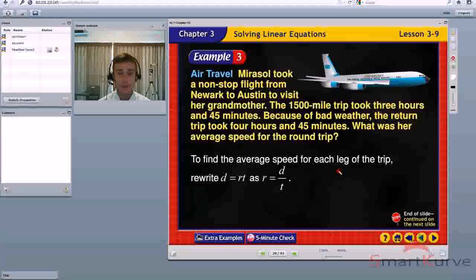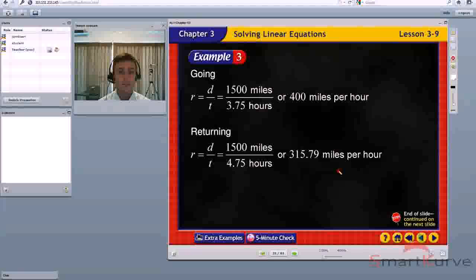Well, to find the average speed for each leg of the trip, we write d equals rt as r equals d divided by t. So r equals d over t. 1,500 miles at 3.75 hours. That was the way there. So about 400 miles per hour.